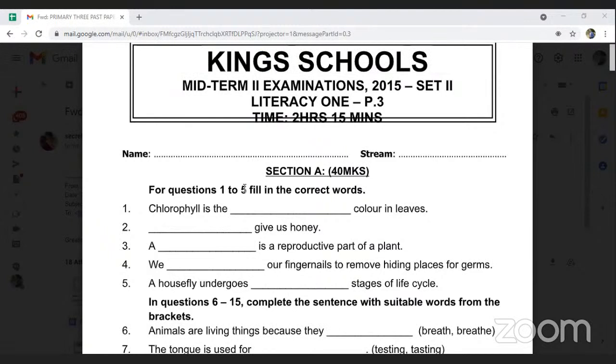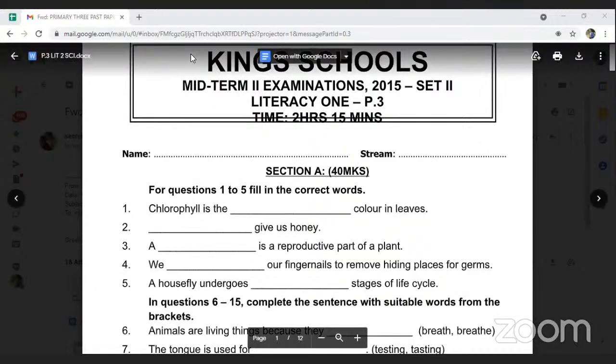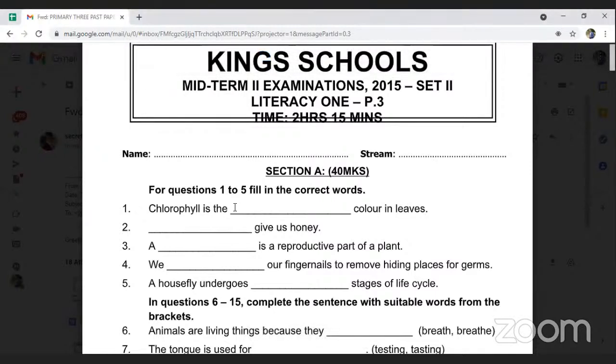Chlorophyll is the dash color in our leaves. Chlorophyll is the dash color in leaves. So what do you think is the right answer there? What do you think is the right answer? Chlorophyll is the green color in leaves. Very good. Chlorophyll is the green color in leaves. As simple as that. So the answer which is supposed to be here is green. Chlorophyll is the green color in leaves.